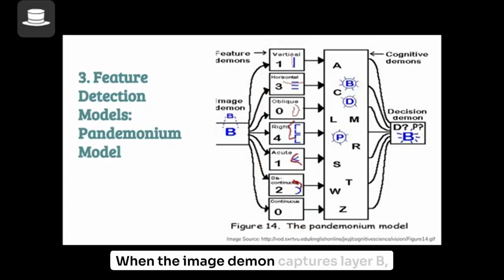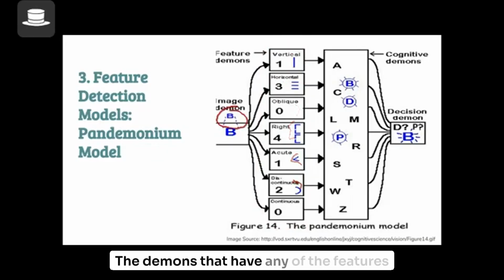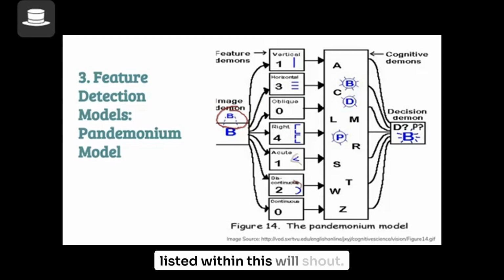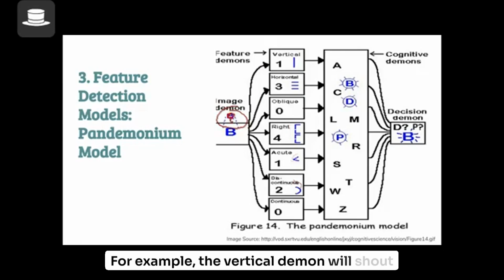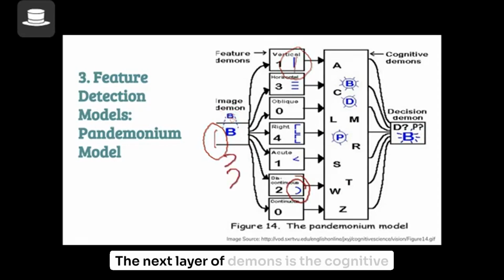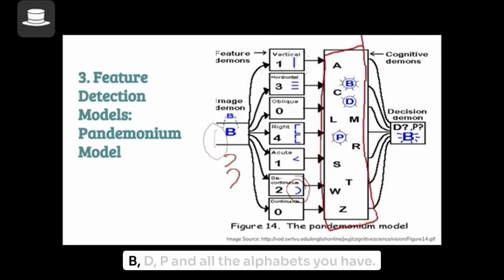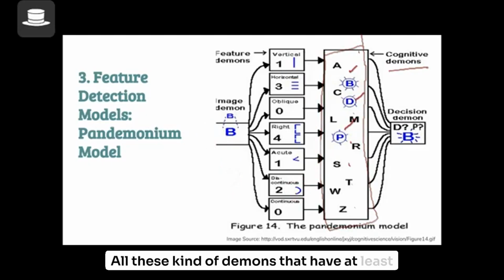When the image demon captures the letter B, the feature demons shout. The demons that have any of the features listed within them will shout. For example, the vertical line demon will shout because there is a vertical feature in it. The semicircle demon will also shout because there are 2 semicircles. The next layer of demons is the cognitive demons, which are the actual representations of the objects you have: B, D, P, and all the alphabets you have. All the cognitive demons that have at least 2 features combined within them shout. For example, B will shout because it has all the features.